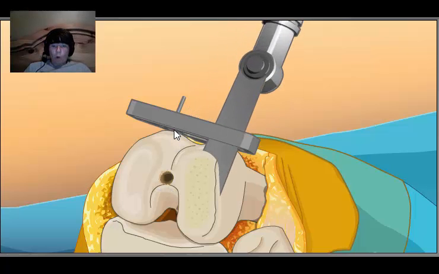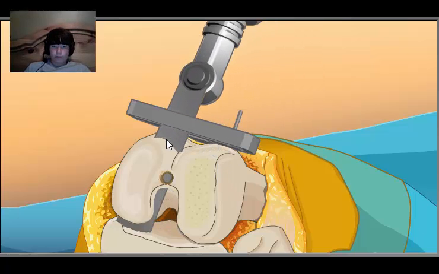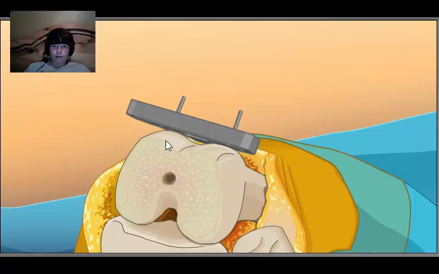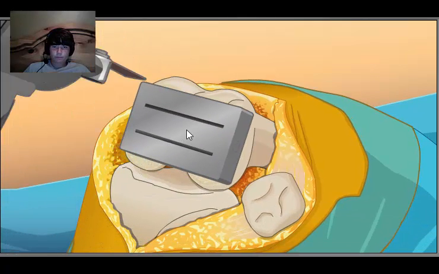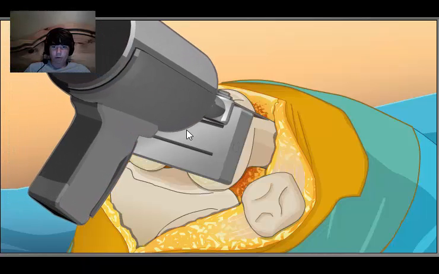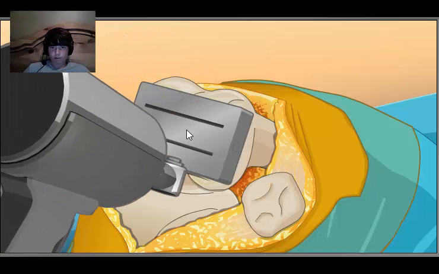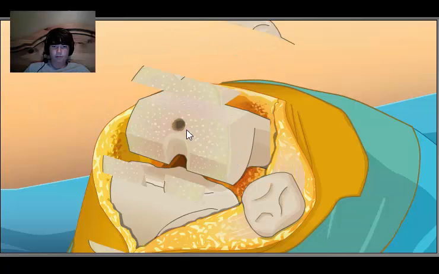Just cut the whole top part of your knee off. I mean, why not? Another cutting jig, along with the bone saw, allows us to finish shaping the femur. Okay, that actually looks cool. You kind of look like RoboCop or something. I don't know. Don't sue me, RoboCop, please.